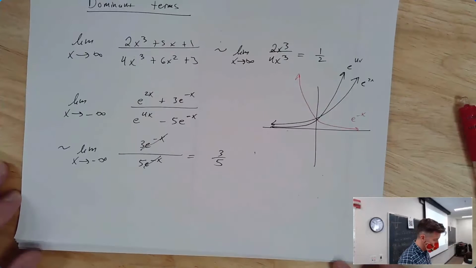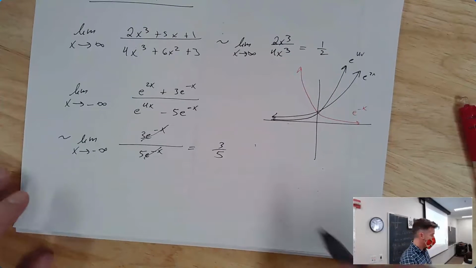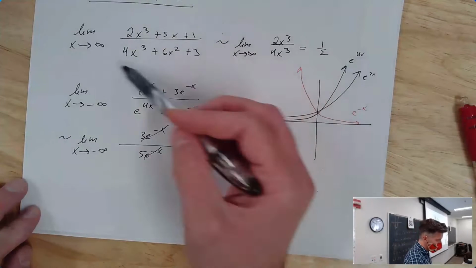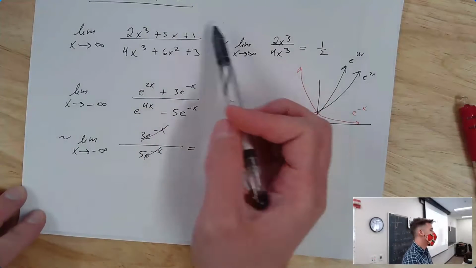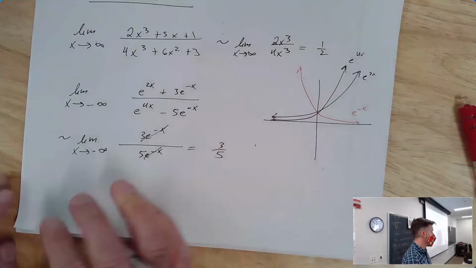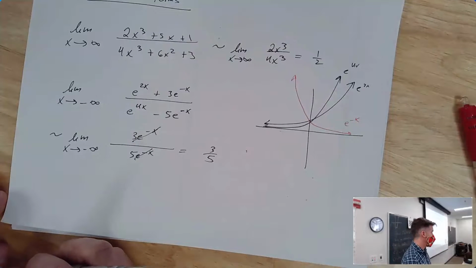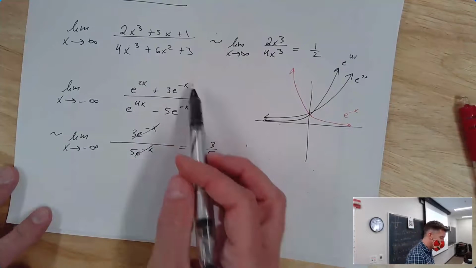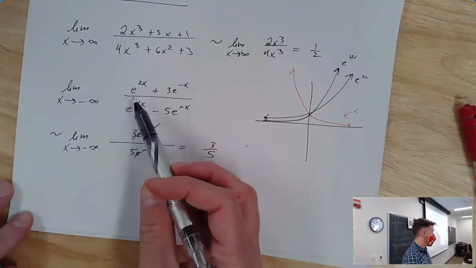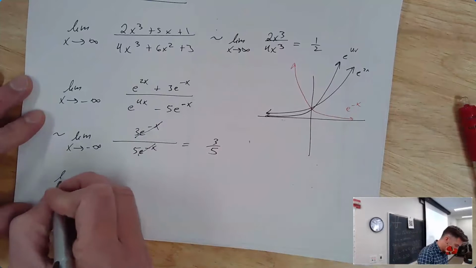If I were doing this limit, as with the previous one, what would I have actually done to all my terms? I would have divided by what? The dominant thing, x cubed. I'm going to do the same thing here. I'm going to divide everything by the dominant thing. Let's see what happens when we do that.